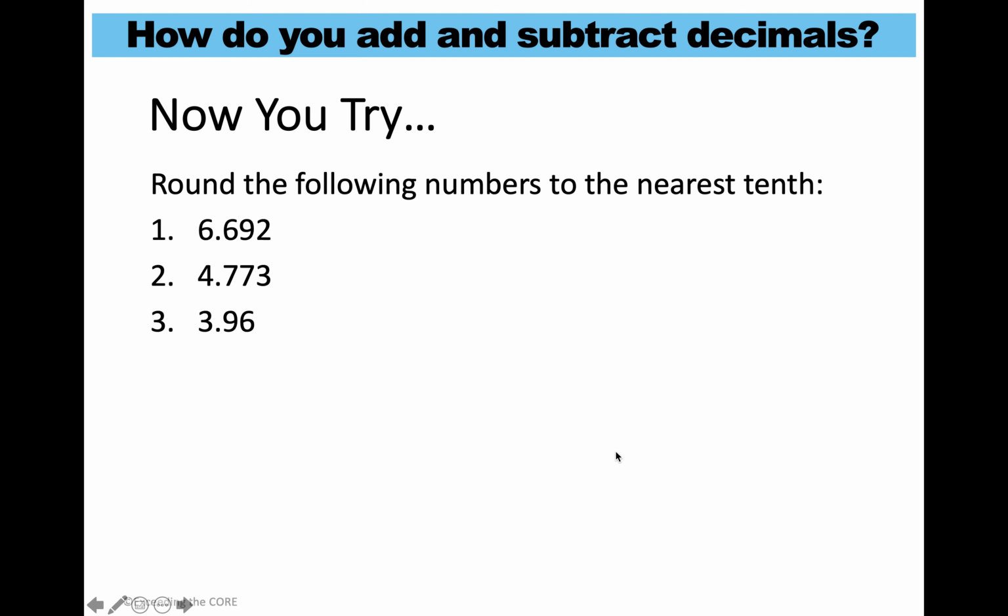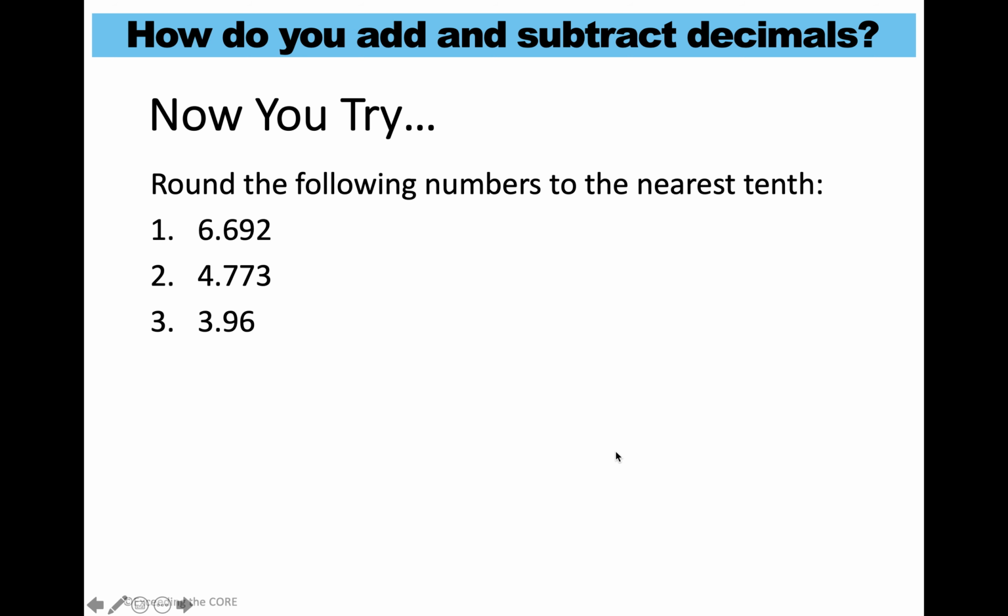I want you to go ahead and try now. Here are a couple of numbers that are actually from your textbook, and I want you to use what you recall about rounding numbers to round each of these numbers to the nearest tenth. So remember, 6 point something. We've got to get rid of the numbers that are in the hundredths and the thousandths column, and we've got to have an accurate representation there in the tenths column. So take a minute, pause the video, work these problems, and come back to see your answer.